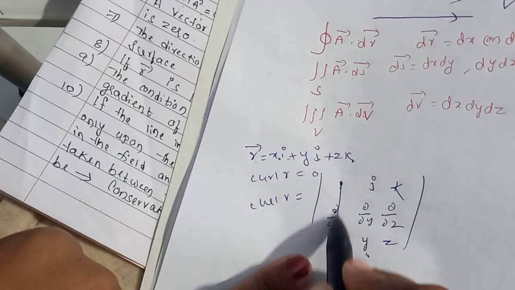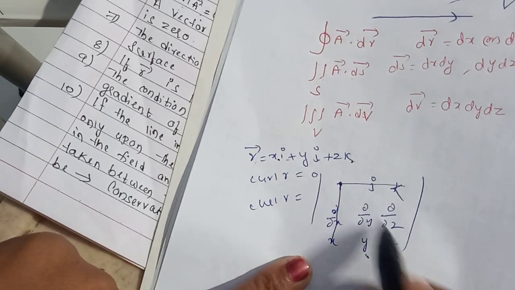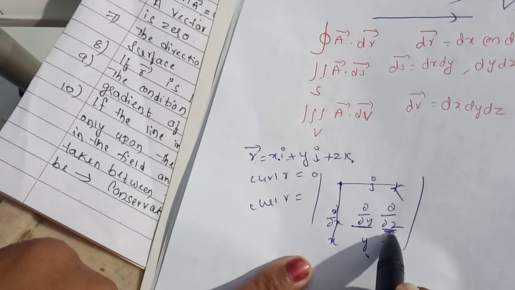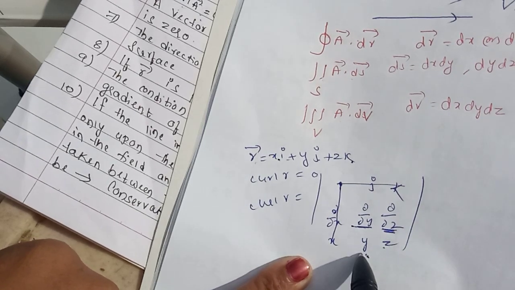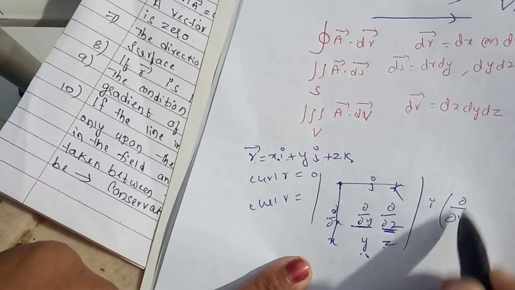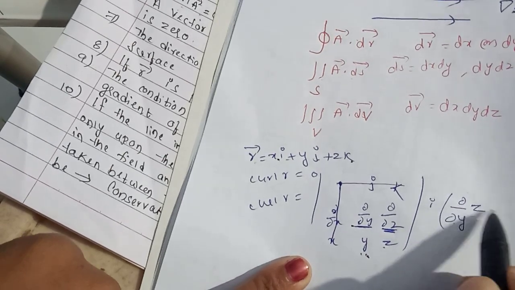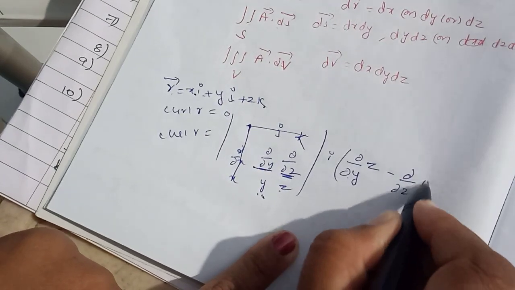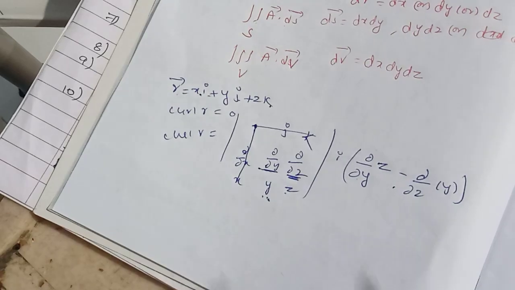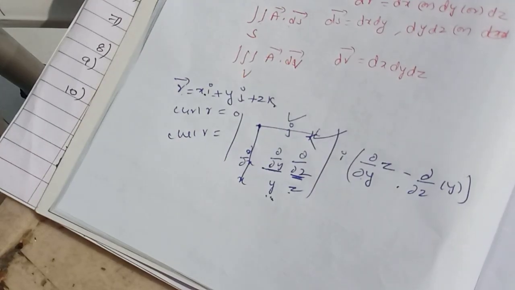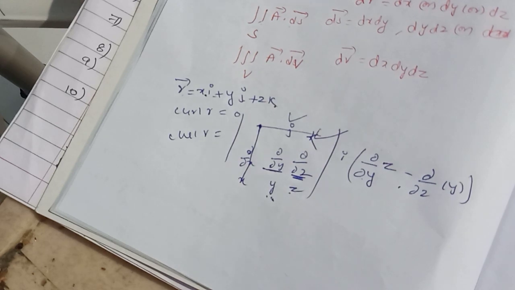Now first, remove row and column. Dou z by dou y, this is with respect to y, so 0. This is with respect to z, so here y is there. 0. How will we write? i into dou by dou y of z minus dou by dou z of y, 0. In such a way, if we take j or k also, we will get 0. Once you practice, you will get it. Right?